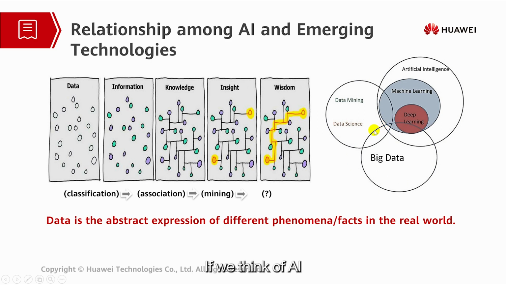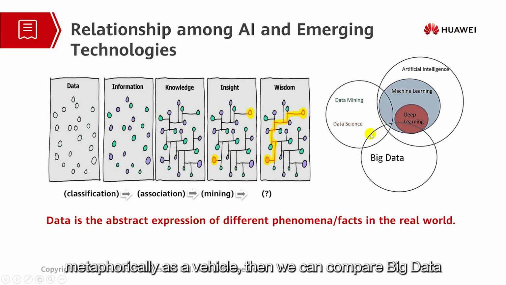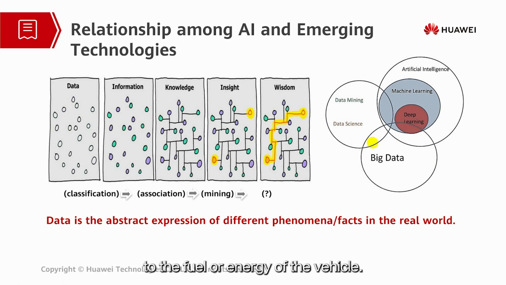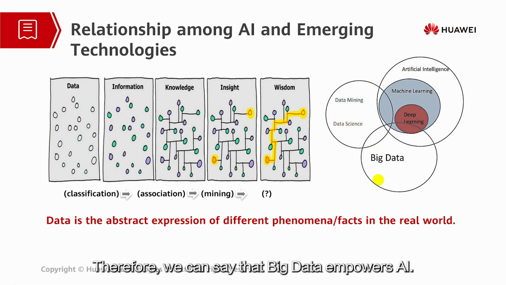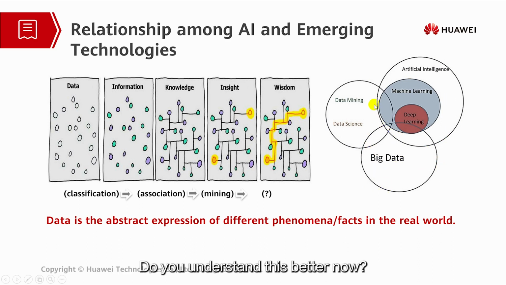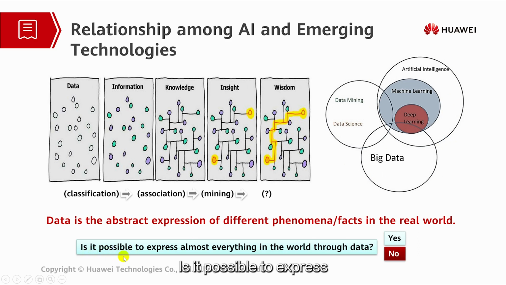If we think of AI metaphorically as a vehicle, then we can compare big data to the fuel or energy of the vehicle. Therefore, we can say that big data empowers AI. Do you understand this better now? If so, let us think about another question. Is it possible to express almost everything in the world through data? Please give this a serious thought.